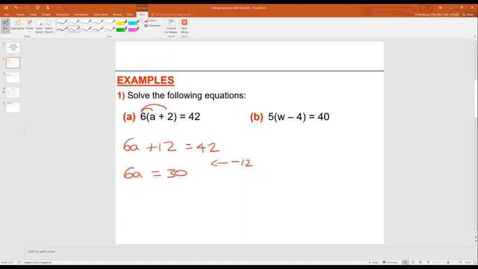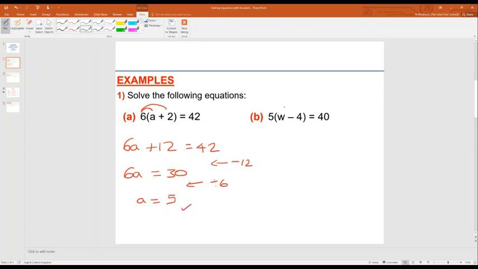And then remember 6a means 6 times by a, or a times by 6. So we do the inverse again, and the inverse of times by 6 is to divide by 6. So we get a equals 30 divided by 6, which is 5. It's a good idea then to check that answer in the question. So if a does equal 5, let's just double check. Remember we do the bracket first, don't we? So if a is 5, then 5 plus 2 is 7. 6 times by 7 is 42. So a is definitely 5.